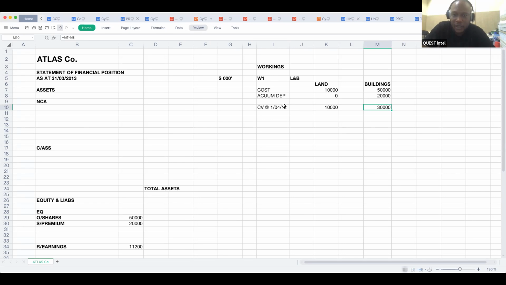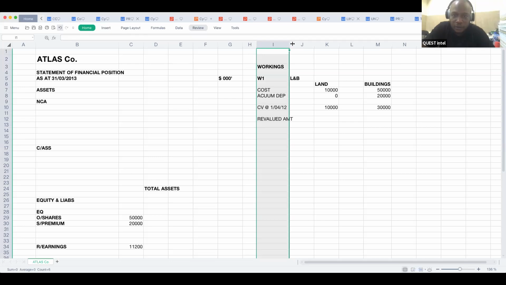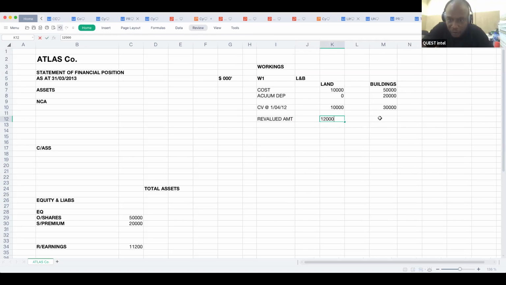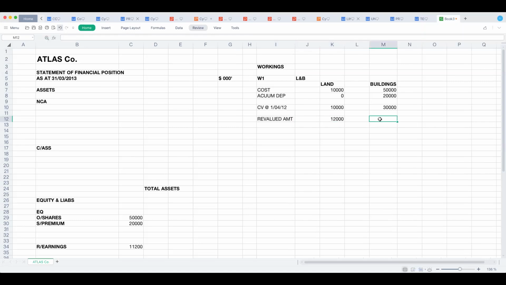So we have the carrying value at the beginning of the year. Then we have our revalued amount now. Our revalued amount is what? From the notes now. So you go downstairs. Land 12 million, so 12,000. And building 35,000.